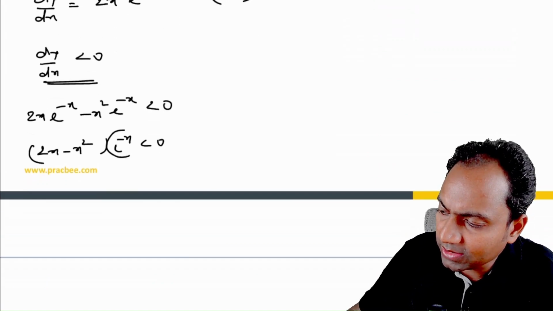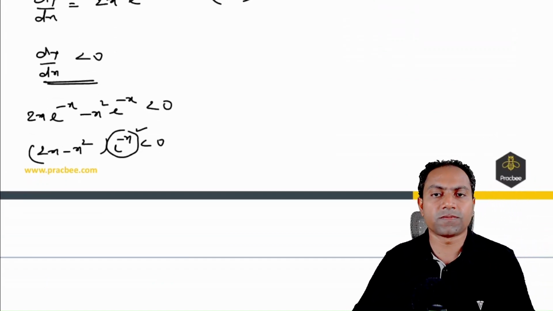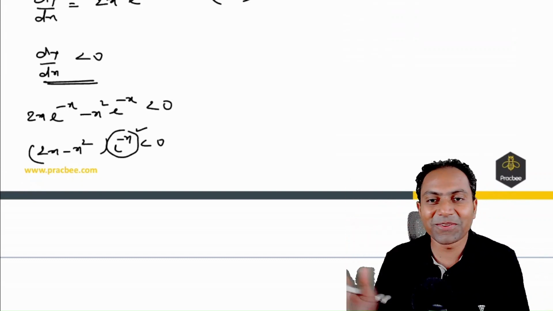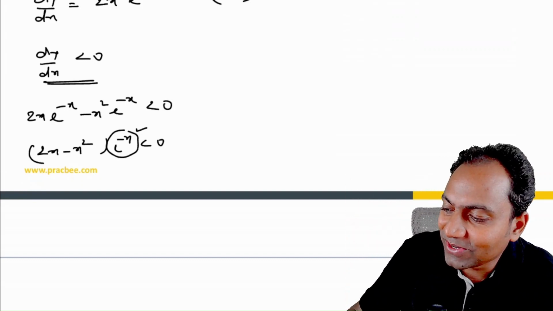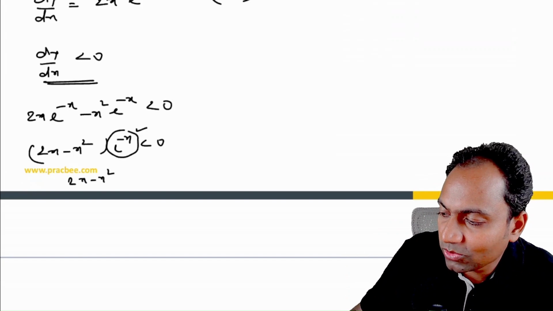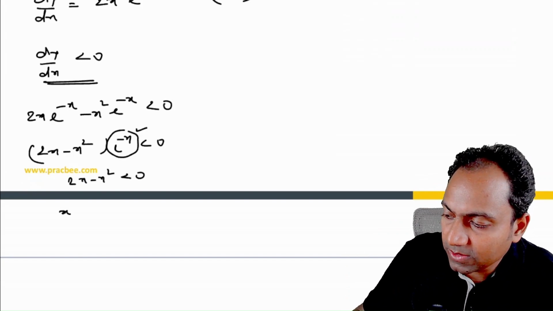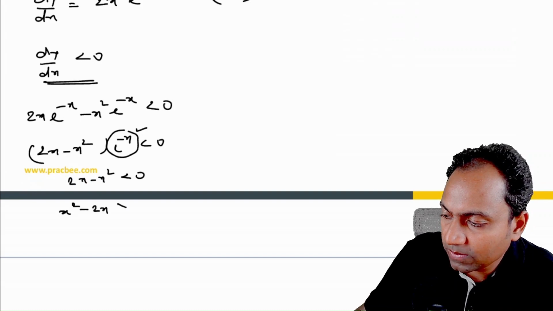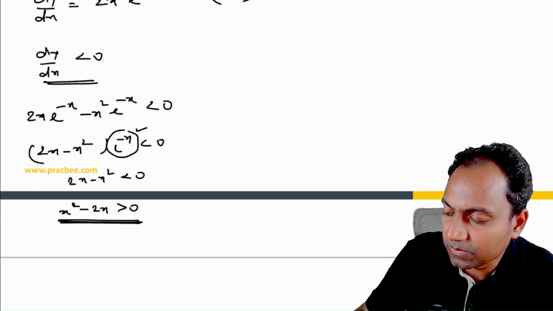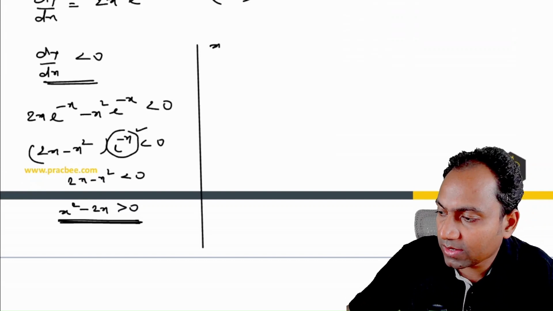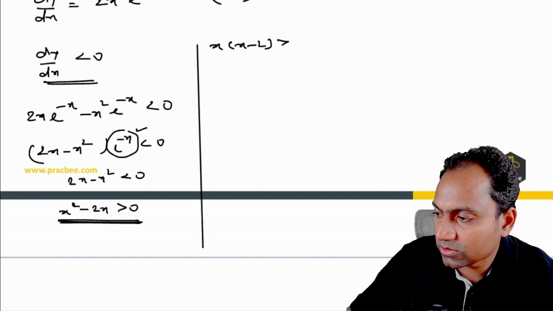Now see, this part e raised to the power minus x is always positive, because it is an exponential function, whatever you put in the power of e, it is never going to be a negative number. So whatever answer we are going to get is from the other part only. Now what we can do is multiply with the minus sign. So it becomes x square minus 2x, and the sign will get flipped. This is important, don't forget this. In the next step, we will get our answer. So if I factorize this, it is x into x minus 2 is greater than 0.